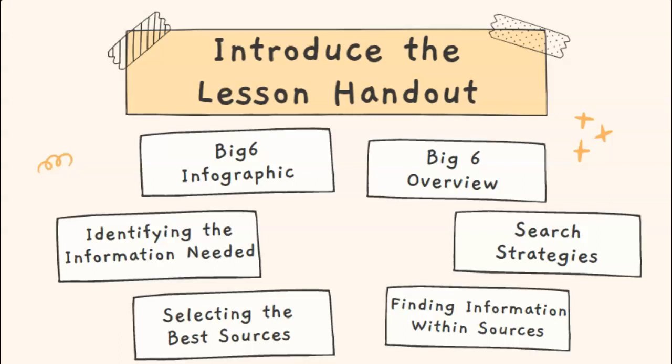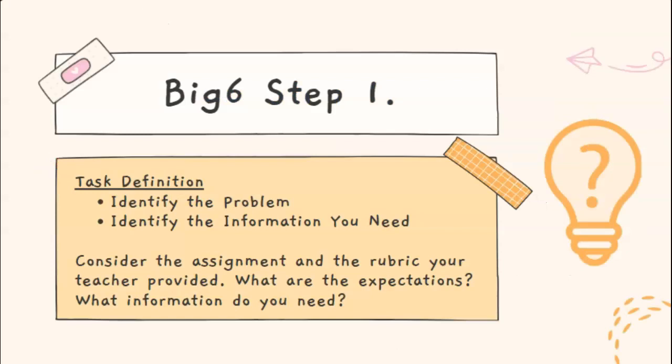Now, on to the Big 6. The Big 6 is separated into 6 steps. Step 1 is task definition. It is where you identify the problem and identify the information you need. When you're doing this step, consider the assignment and the rubric that your teacher provided. What are the expectations you need to meet? What information do you need to complete the project?